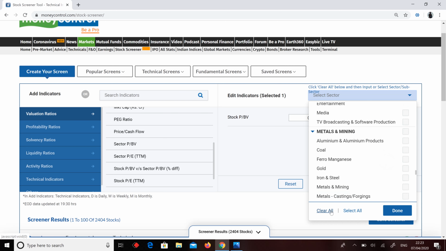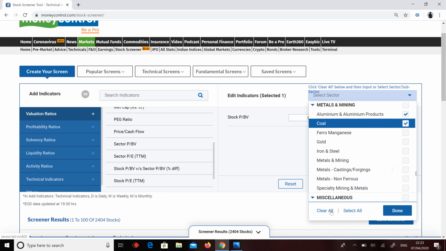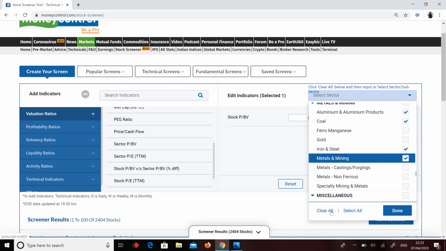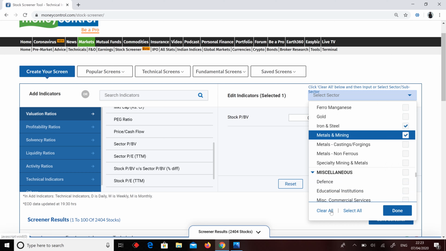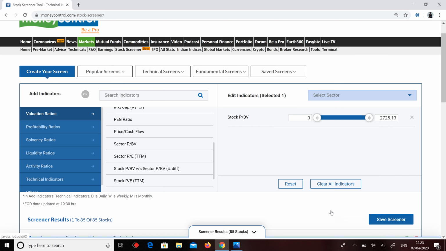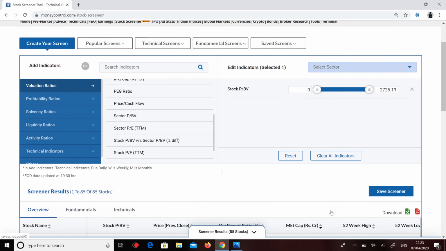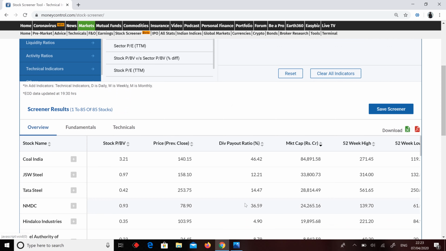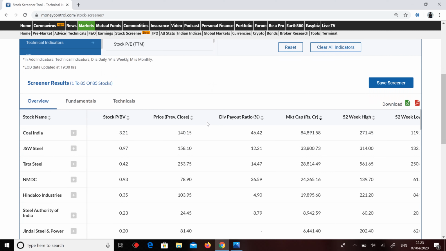All right, so here we are. We have aluminium, we have coal. Let's put up iron, metals. All right, these four can be done, or even if you want, you can put up these three. Done. Now, this gives you filtered results. This gives you 85 stocks. Now, the question arises, how do I filter these 85 stocks?